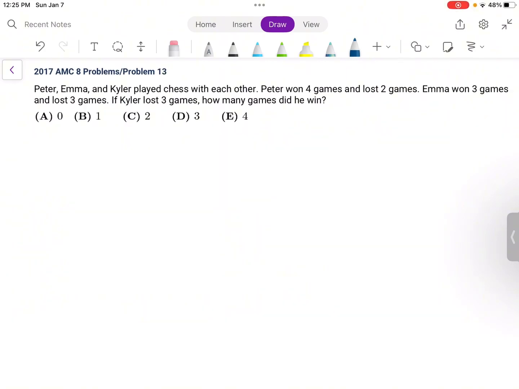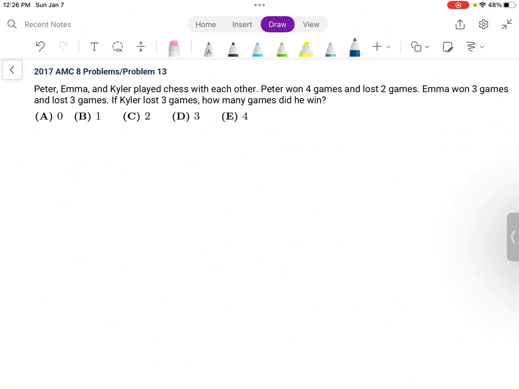Problem 13. The key to solve this problem is to identify that for each game there will be one winner and one loser. So the total number of winning games will equal the total number of losing games. Now we can calculate the total number of losing games. That's the total number of games people lose.